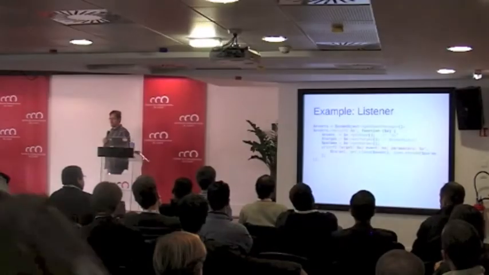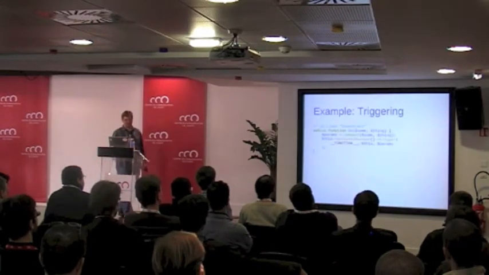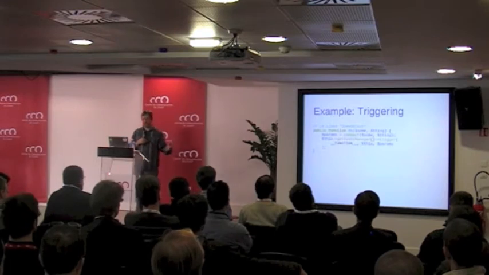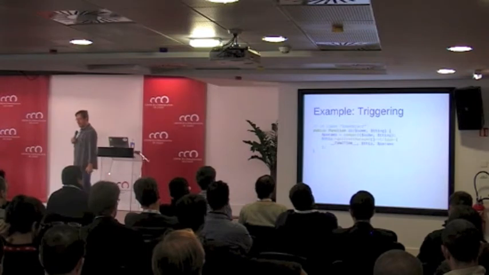So this is a listener. We're attaching to an event. How do we trigger an event? So here is a public method on a class, some object, and we're getting in a couple of arguments to it.